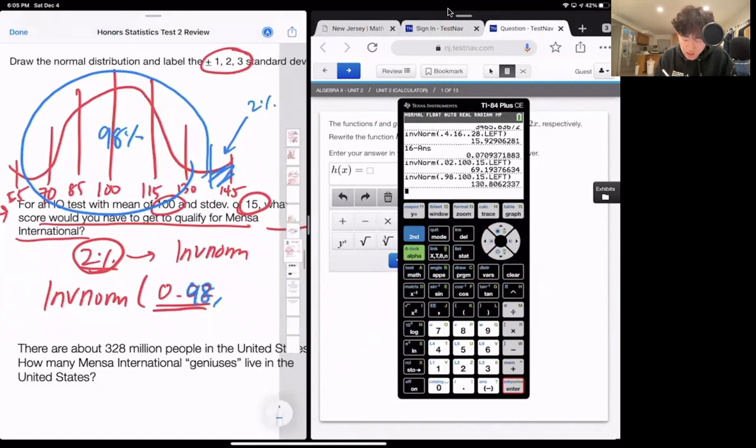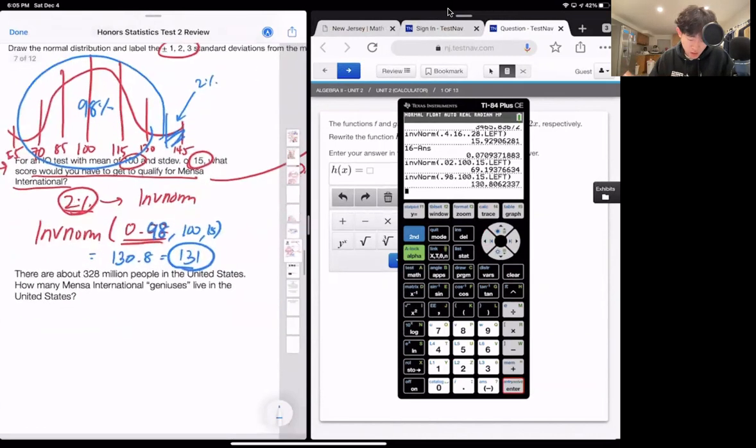So this is 0.98, comma, the mean of 100 and a standard deviation of 15. This would be 130.8, which turns out to be an IQ score of 131. That's what you need to have in order to qualify for Mensa. Of course, please don't leave it like this on the day of the test.